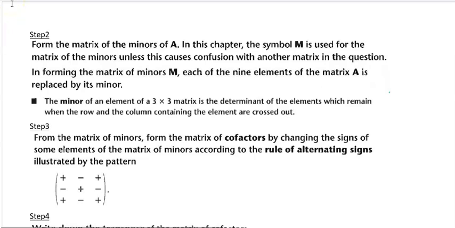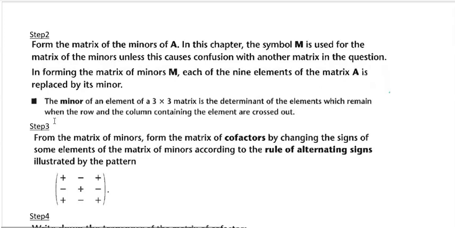Okay, step 2 of this process is to find the matrix of minors. What you do here is you take every element, so all 9 elements, and you cross out the row and column they're in, and you're left with 4 elements. So that forms a 2 by 2 matrix, and you find the determinant of that 2 by 2. It's the same as what you did for the top row, where you crossed out the row and column, and you found the determinant of what was left. Same idea, but you've got to do this for all 9.